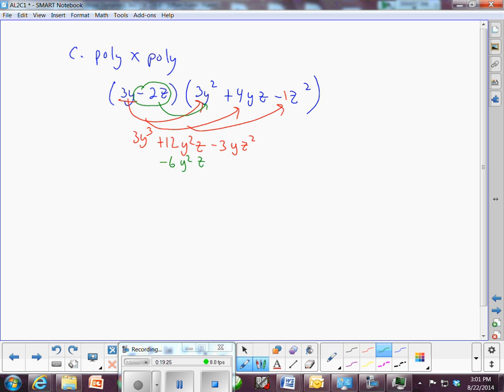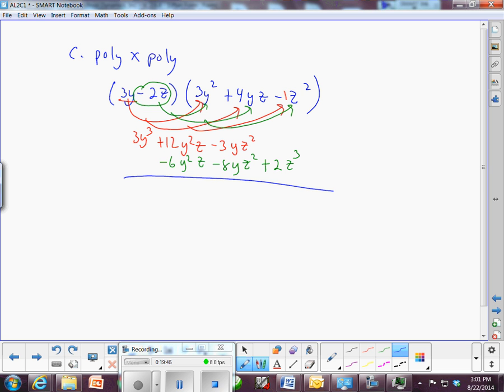Okay, let's go to the next one. Negative 2 times 4 is a negative 8, and then you get y, and then z times z is z squared. Again, you see like terms, right? And we'll finish off with the last. Negative 2 times a negative 1, negative times a negative is a positive. Z times z squared is z cubed.